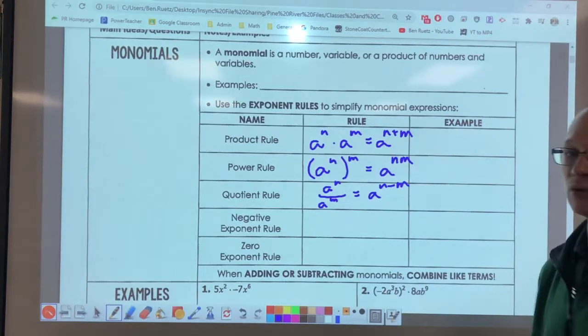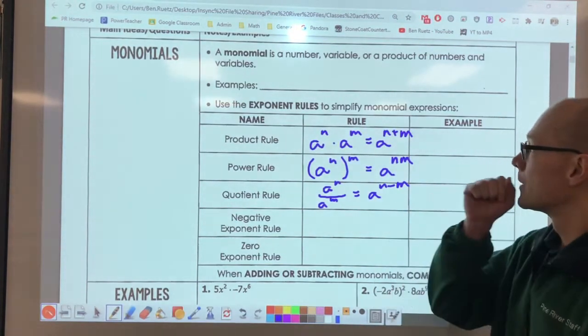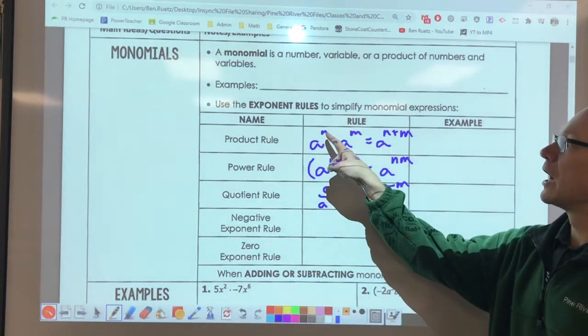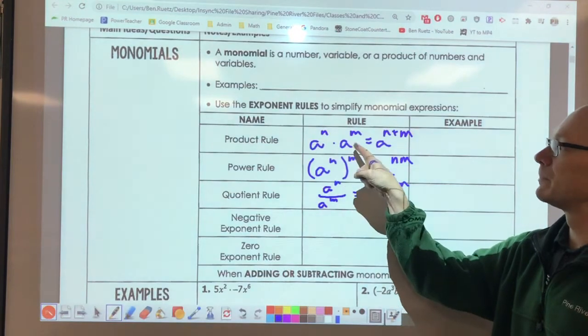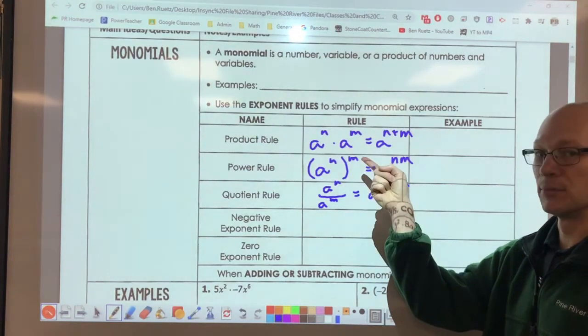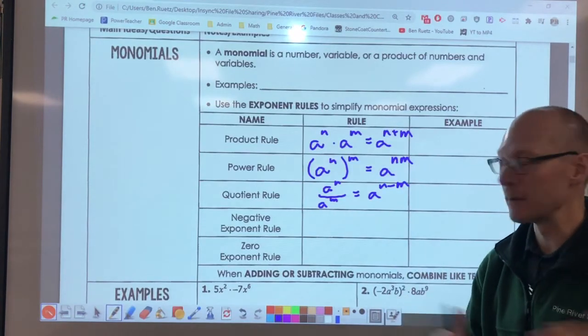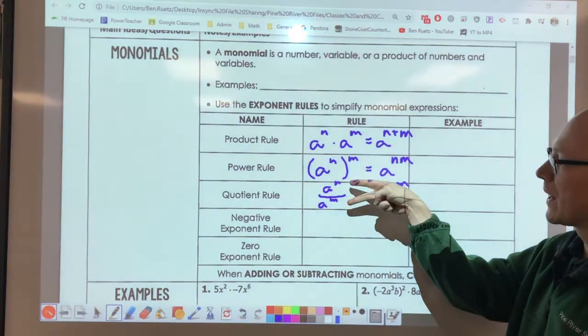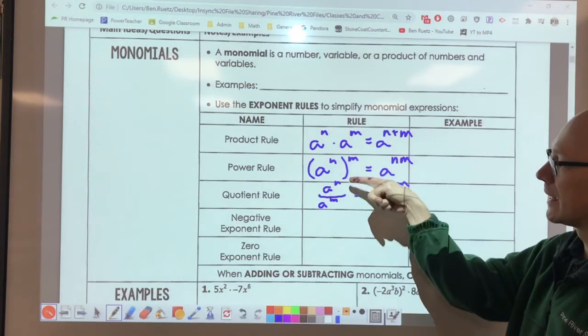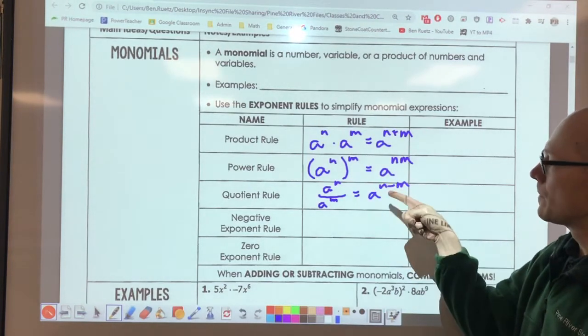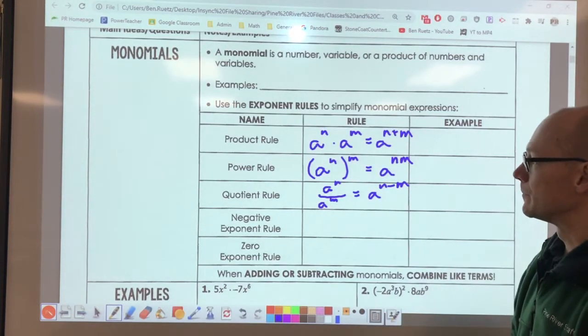And it comes down to just the basic idea that if you have a certain number of A's multiplied by another certain number of A's, how many A's do you have? Well, however many you have, just by adding them together. And right here, where are there more A's? On top? Well, if so, then you subtract those to get your answer.